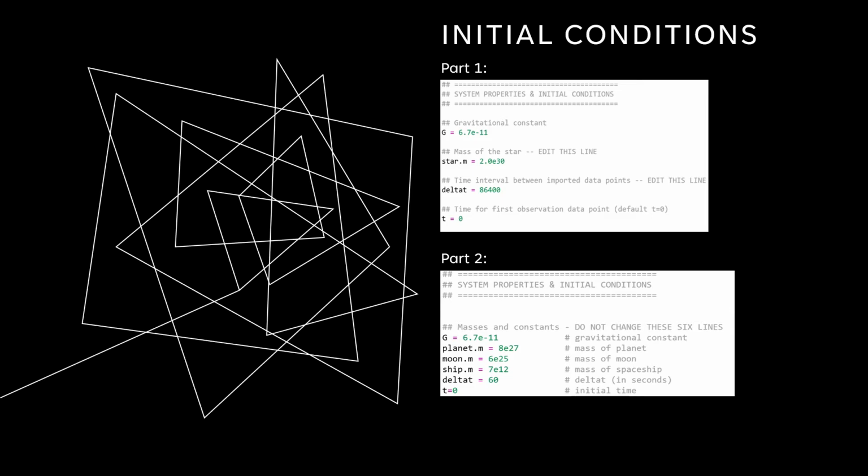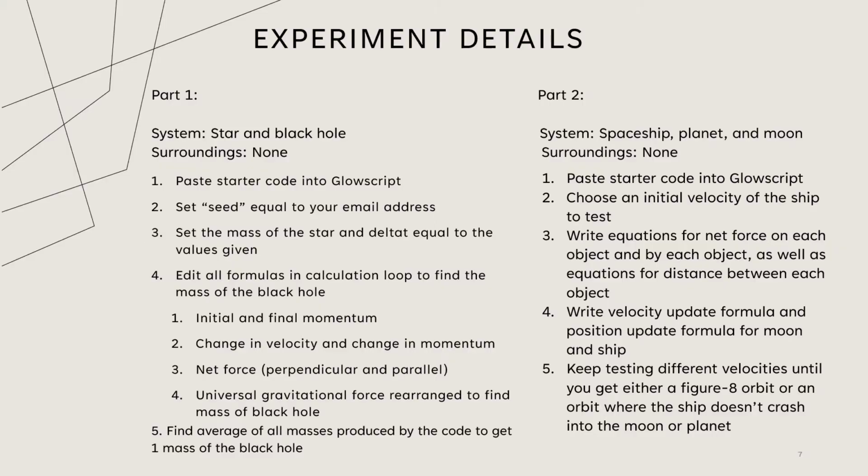For the experiment details for Part 1, the system was the star and the black hole, nothing in the surroundings. For my steps, I pasted the starter code into GlowScript, set my GT email address equal to the seed value, put in the initial conditions, and then edited all the formulas in the calculation loop to find the mass of the black hole, and then I had to average these masses in the end.